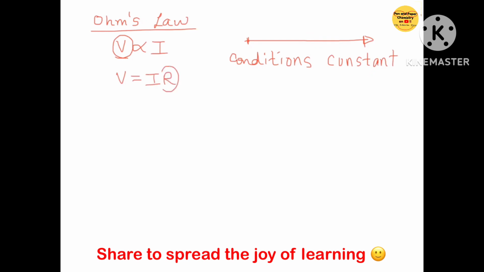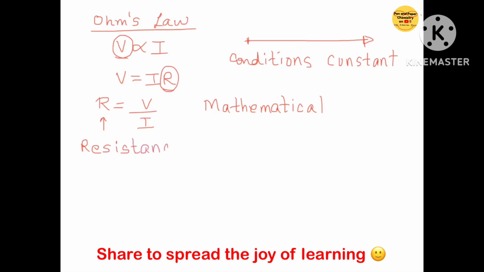So we introduce a new term over here, R. What does this R mean? So R is equals to V by I. This is the mathematical representation, right? Or the mathematical value of R. What is R over here? R is known as the resistance of a conductor. The resistance that the electrons face when flowing through a conductor.